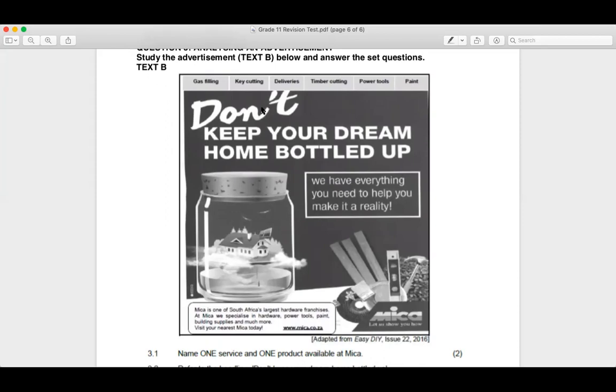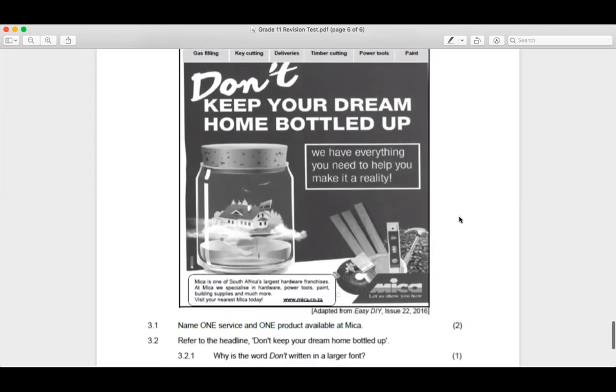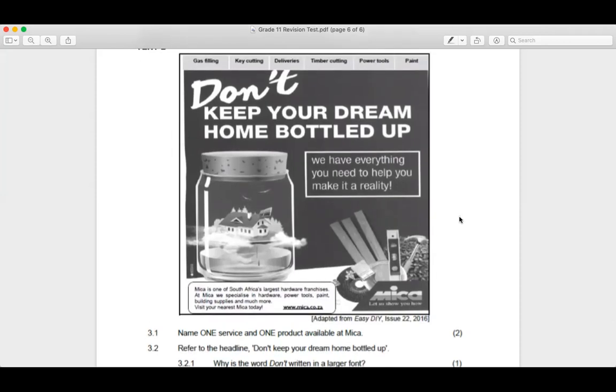So it says here, gas filling, key cutting, deliveries, timber cutting, power tools, paint. It says, "Don't keep your dream home bottled up." You've got a bottle here, and then, "We have everything you need to help you make it a reality." You see, some language rules aren't followed when putting adverts out there, but I think it's for obvious reasons.